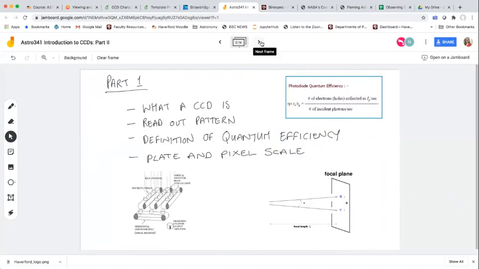Just a really quick recap of what we covered last week about CCDs. We talked about what they are, charge-coupled devices using the photoelectric effect to produce electrons when photons are incident on them. We talked a bit about the readout pattern, so I put a little reminder here. It's actually a different version. Interesting. So they get read out kind of row by row.